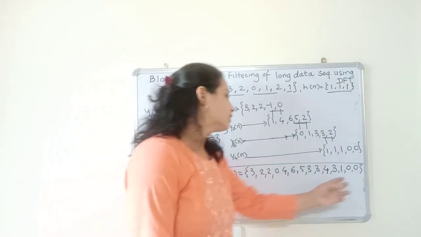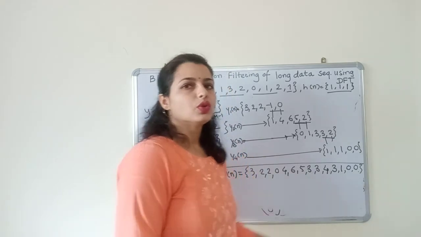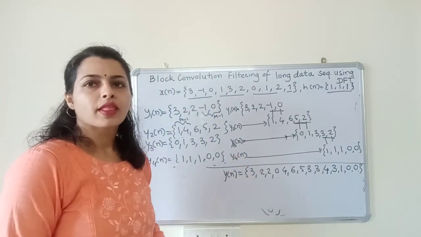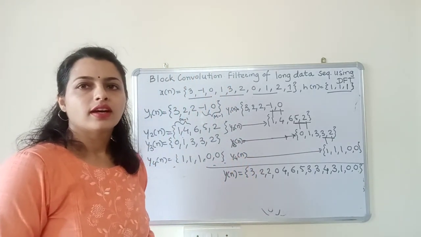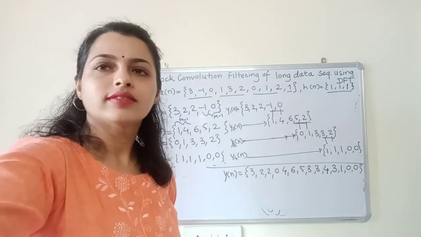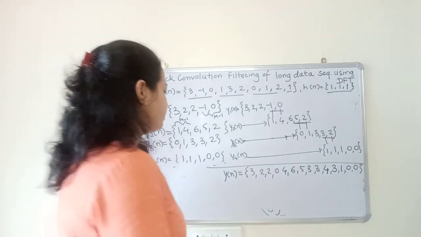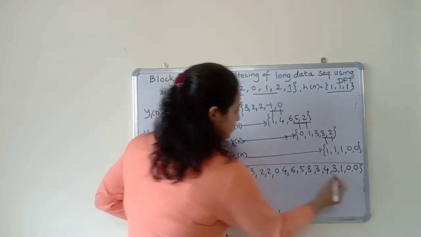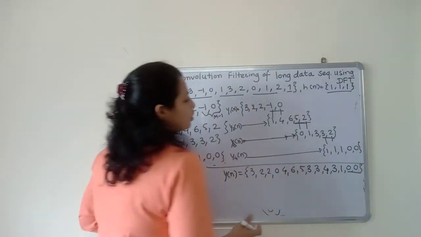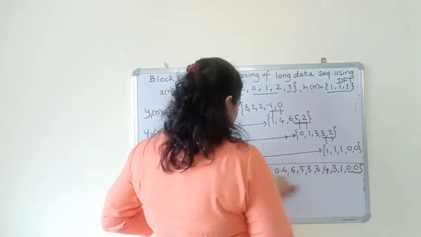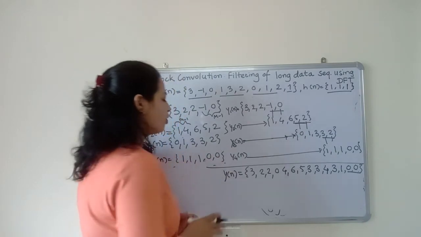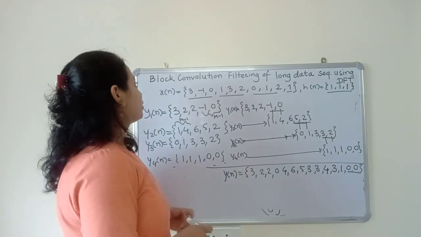So you can consider these zeros or not, as it is zero padding. So this is the actual output y of n for linear convolution.